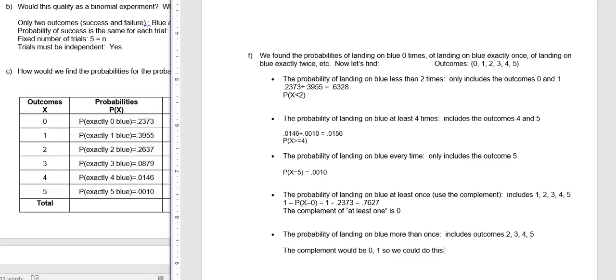So we could do this. We could take 1 and subtract the probability of the 0 and the 1 added together. And if we look back here, actually we already did this one. We found the probability of 0 or 1, which was 0.6328. So if we already had figured that out, we could even use that and make this even more of a shortcut. We should get the same thing as if we added up the probabilities for 2, 3, 4, and 5 as if we do this with the complement.